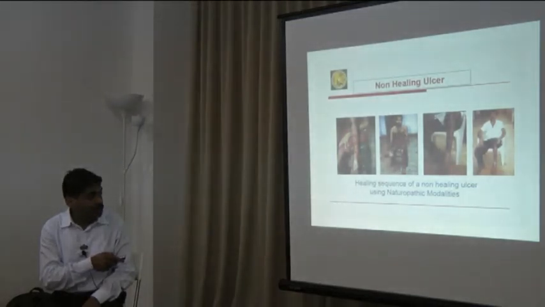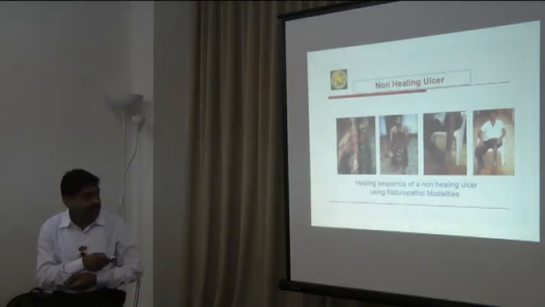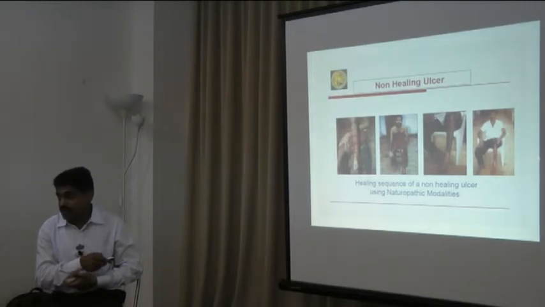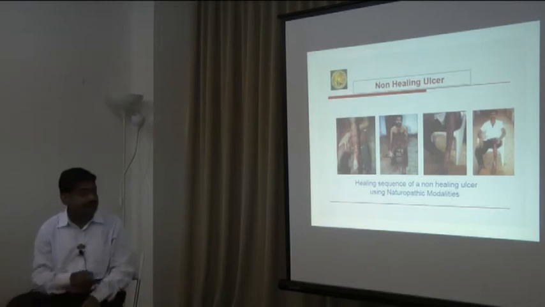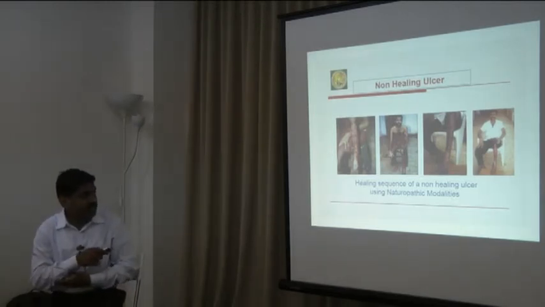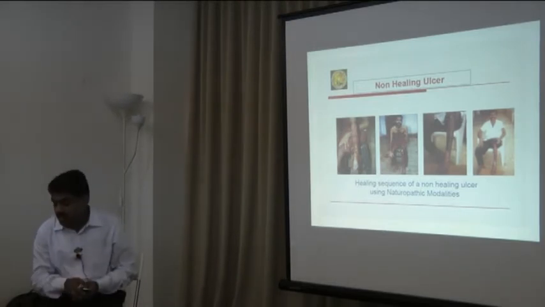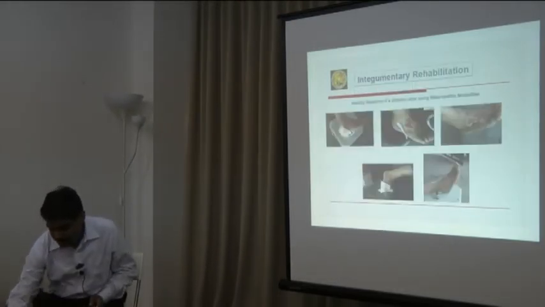And after about 45 days, we found that his wound was absolutely healed. Today, he is riding a bicycle. This whole knee joint is absolutely flexible. He can move his leg. Such is the case. So this is the healing sequence of a non-healing ulcer using urine therapy.